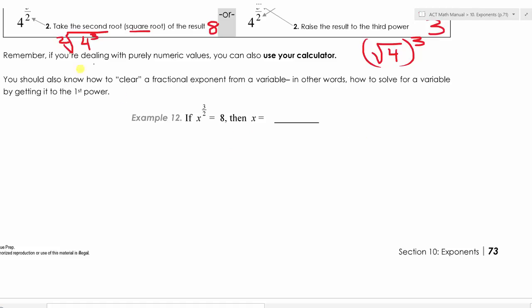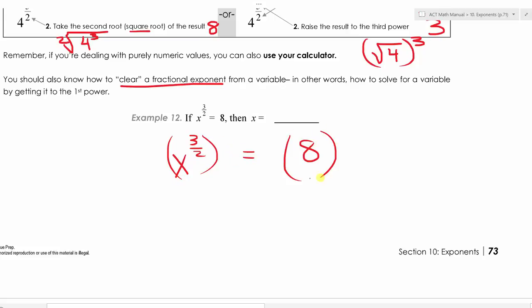Now, how do we clear a fractional exponent? In other words, if I'm given x to the 3/2, how do I isolate x? Well, the way that I isolate x is by applying an exponent rule that we talked about before, the rule that dealt with parentheses. So I place the x in parentheses, I'm placing the 8 in parentheses in preparation for what I'm about to do next, which is I'm going to raise each side to the 2/3, which is the reciprocal of 3/2.